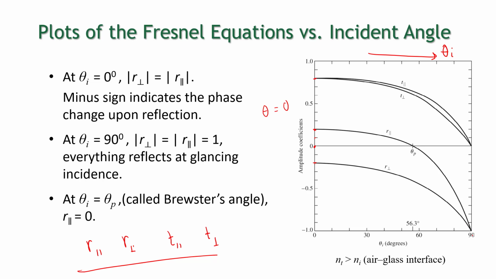Also at theta equal to 90 degrees, they have the same value. For the transmission parallel and transmission perpendicular, they have the same value at theta equal to 0 degrees and theta equal to 90 degrees. Same thing for the reflection coefficient. And we have a particular angle, which we call Brewster angle or polarization angle, at which you see R parallel is 0. So at this point, R parallel is 0. That's the Brewster angle.